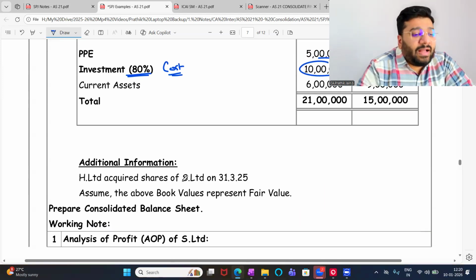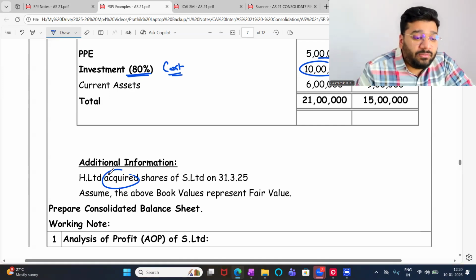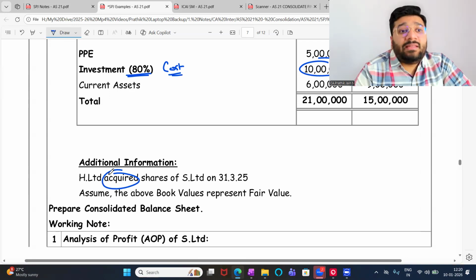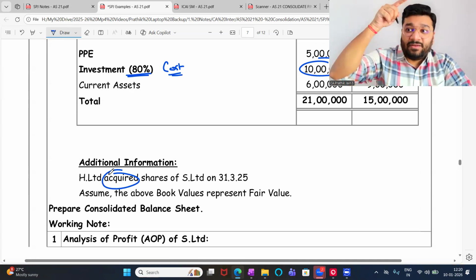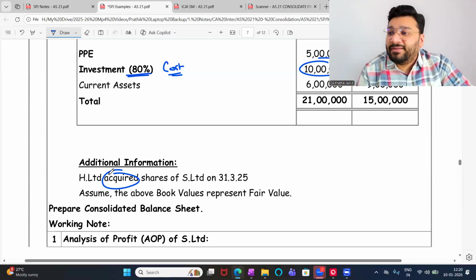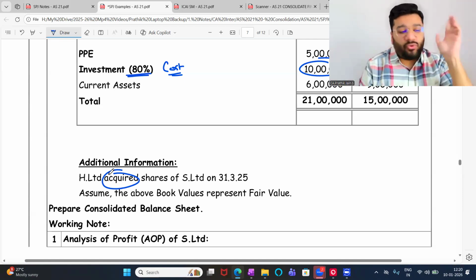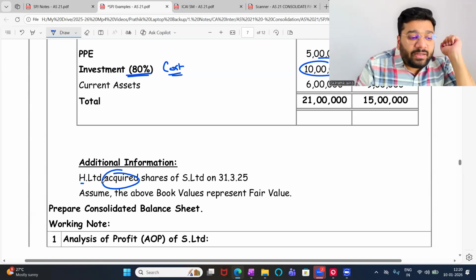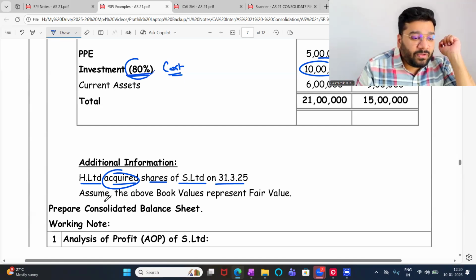Additional information says that H Limited acquired shares. They didn't get this allotted from the company directly. The shares were originally allotted to somebody else, and from that somebody else we have purchased the shares. So we have paid money to whom, company or the shareholder? Shareholder. H Limited acquired shares of S Limited on 31st March 25. How much percentage of stake have we acquired? 80% stake. For that, how much we have spent? 10 lakhs. Assume the above book values represent fair value.